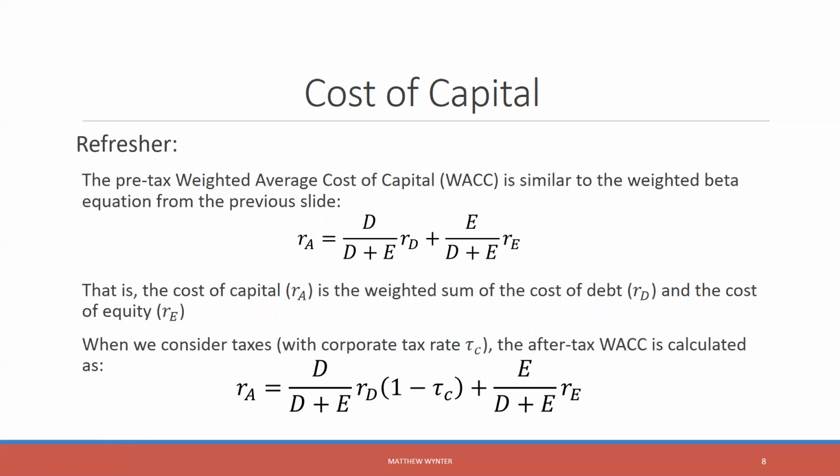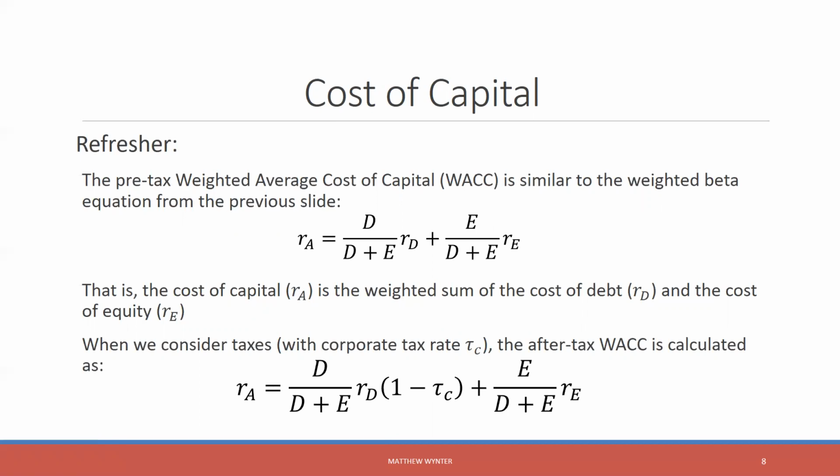The pre-tax weighted average cost of capital, the WACC, is very similar to the weighted beta from the equation on the previous slide. On our left-hand side, we've got the discount rate on assets, and on the right-hand side, what do we have? Well, the exact same idea. We take the weighted sum. So we're using the capital structure, the ratio of debt to total debt and equity, and the ratio of equity to total debt and equity, and multiplying both of those by the required return on debt, basically how costly is it, what's the cost of my debt, and then also the cost of equity, how costly is the equity for the firm.